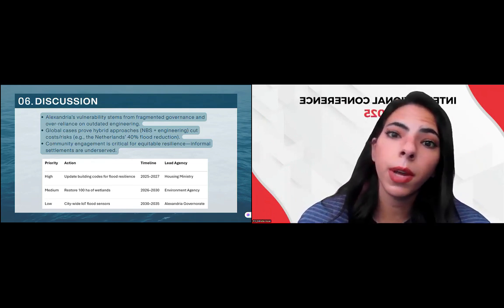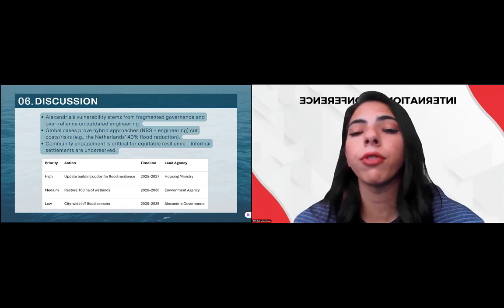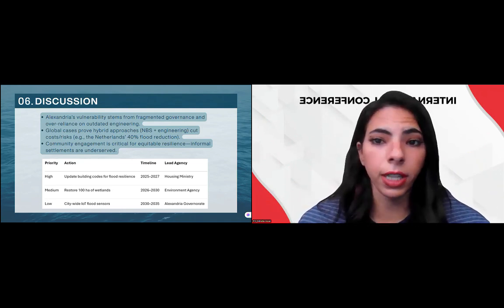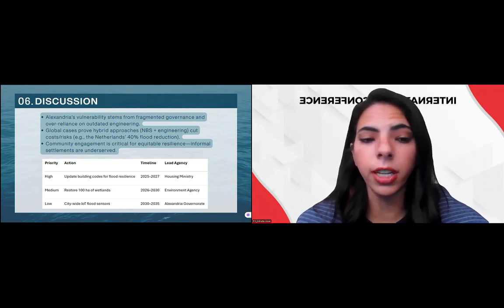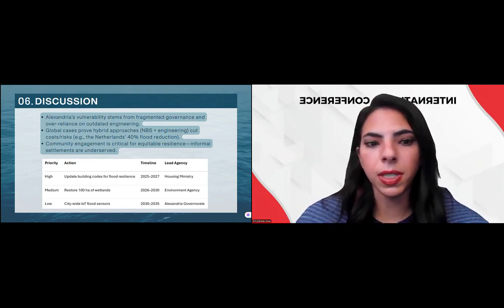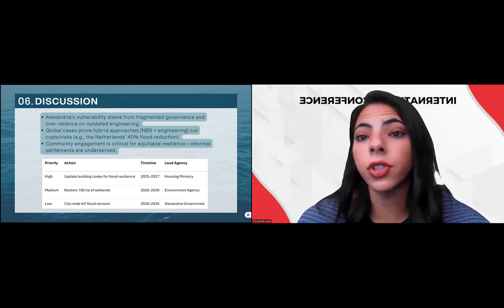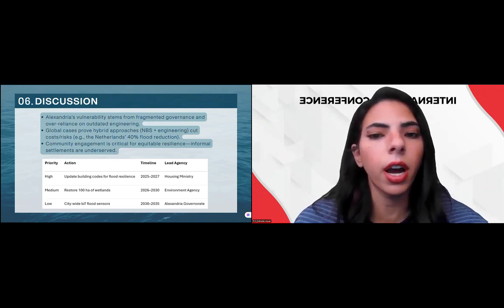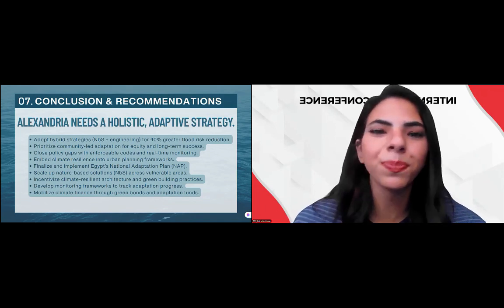And the lowest priority, due to its time frame as well, because it does require a lot of time and updates and technology and advancement and financial incentives specifically, is flood sensors and early warning systems and the integration of technology. But with the rate of AI, I'm sure we're going to get there very soon.